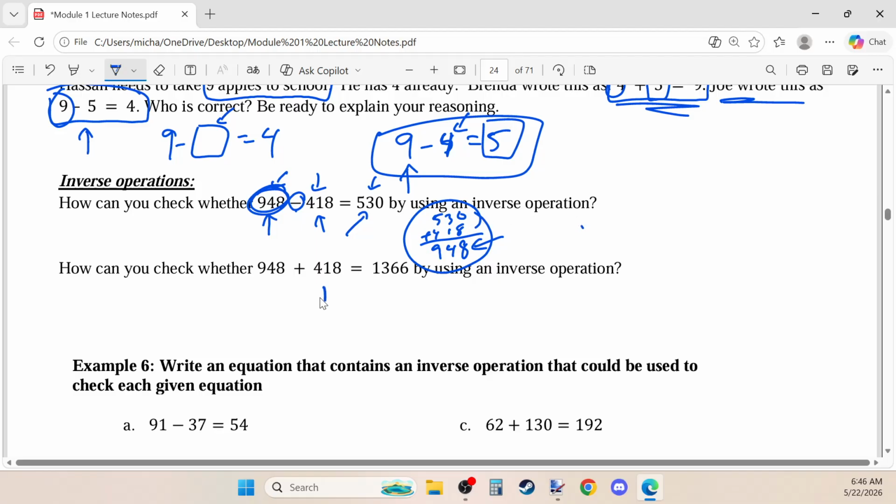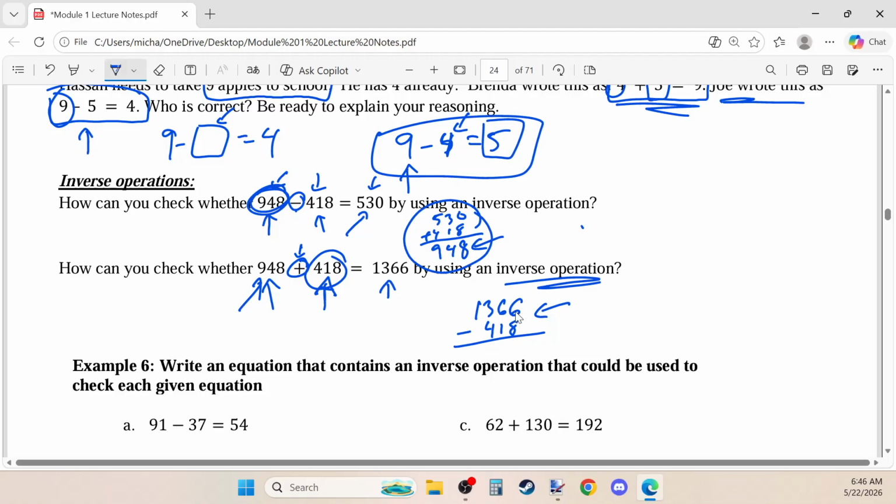How can you check this using an inverse operation? Well, we're going to subtract. What we're going to do is, since the operation is addition, we will check by subtracting. This number goes on top. Either one of these goes on the bottom. It doesn't matter. I'll choose this one just because it's smaller. And then we subtract and we find out if the answer of this problem matches with the other number.